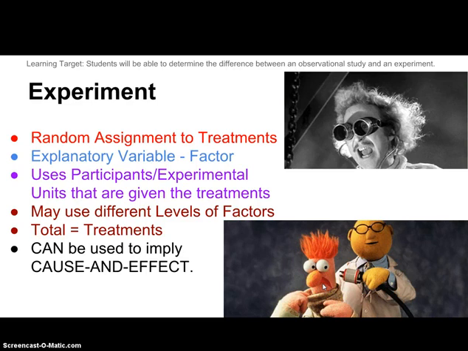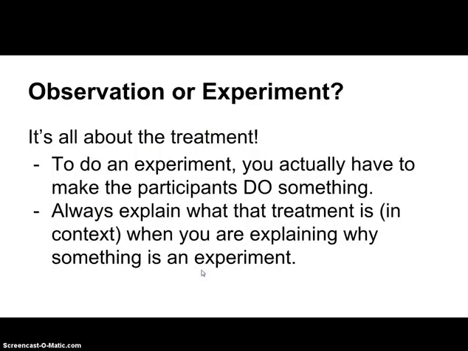Now the thing about an experiment, if it is a randomly assigned experiment, and it's done using all of the steps which I have in another video, the principles of experimental design, then we can, in fact, use a good randomized experiment to imply that there is a cause and effect relationship between two variables. Amazing, right? Cause and effect can be implied by an experiment. So how do you tell the difference between an experiment or an observational study? It really comes down to the treatments, folks. If, in fact, you do a treatment, so to do an experiment, you actually have to make participants do something.